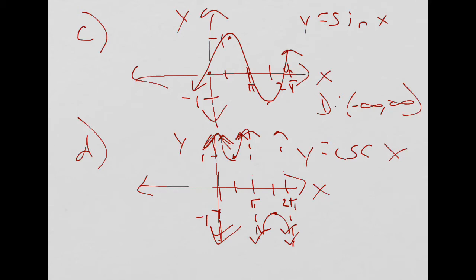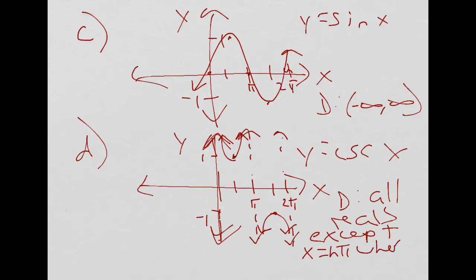And so you can see that the domain would be from -infinity to infinity, except, you know what, we're not going to use interval notation. So we're going to say all reals, except where we have vertical asymptotes, which is the equation x equals n pi, where n, and I'm running out of space, is any integer.